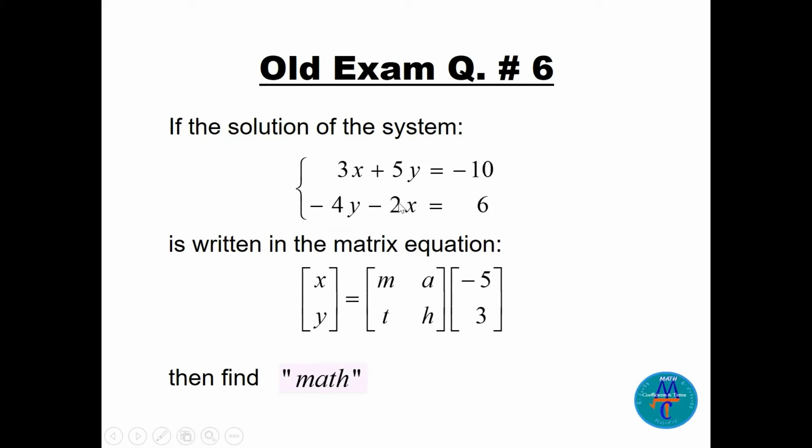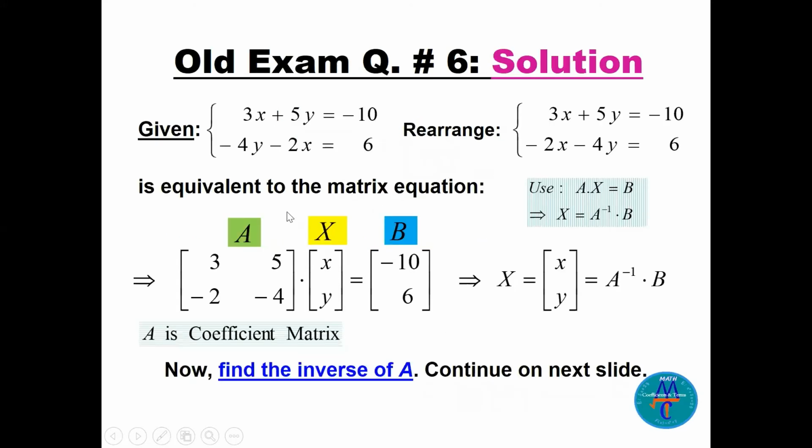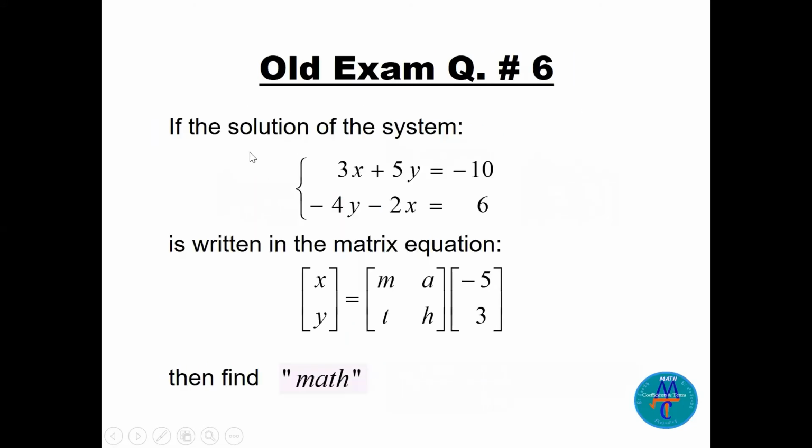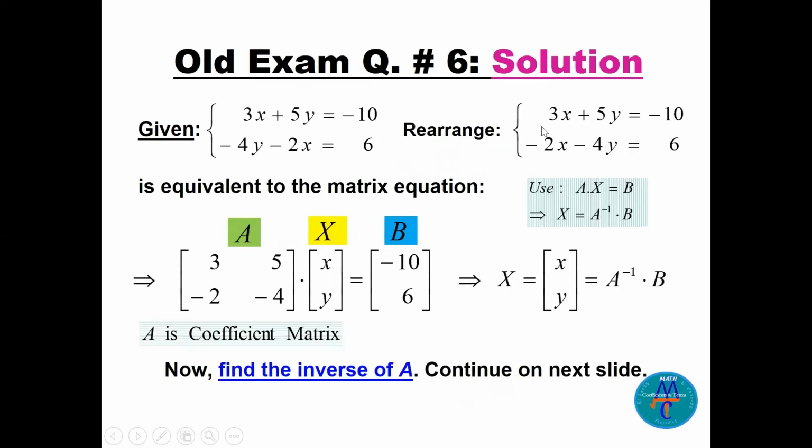So let's change this system into an equation with matrices. First, remember, I think you have to rearrange that. You see, this is y. Let me check here. Yeah, minus 4y minus 2x. Be careful, guys. 3x and then down minus 2x. So 3, minus 2, 5, minus 4, [x, y], minus 10, 6. This is now the system here.